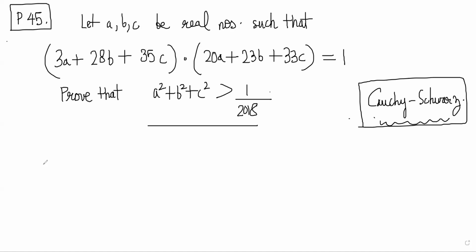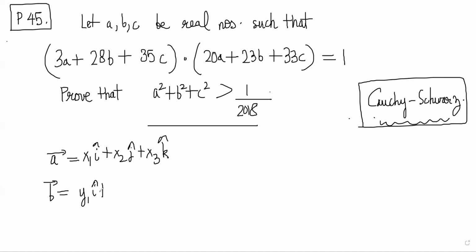Yes, sir. So if you think of a vector A, you know that it can be split into the components, right? i, j, k. x1 i plus x2 j plus x3 k. This is the A vector. Let's take another vector, the B vector, with components y1 i plus y2 j plus y3 k.